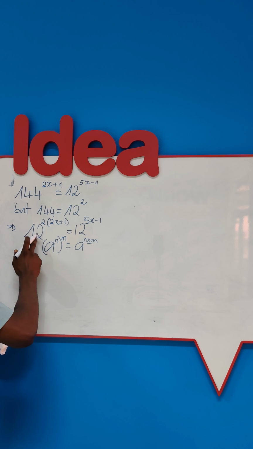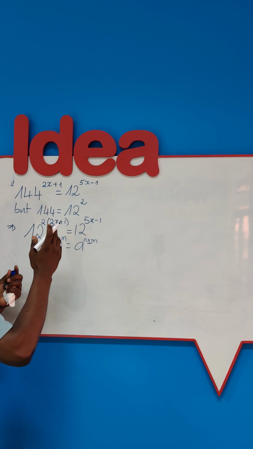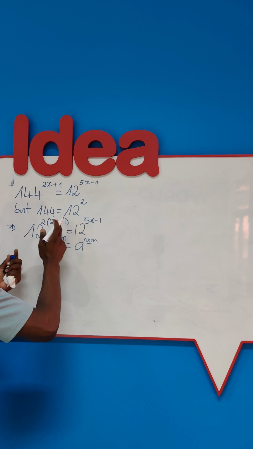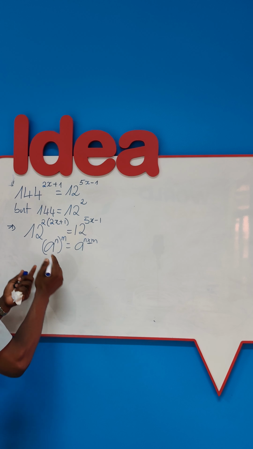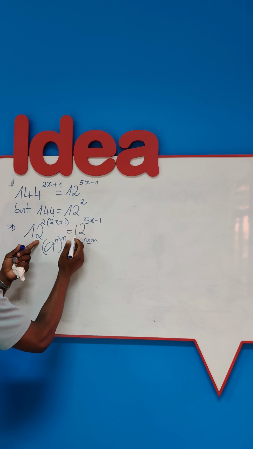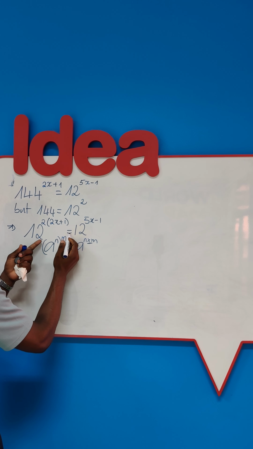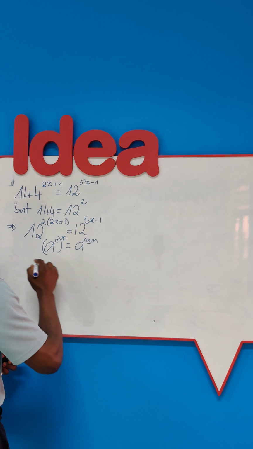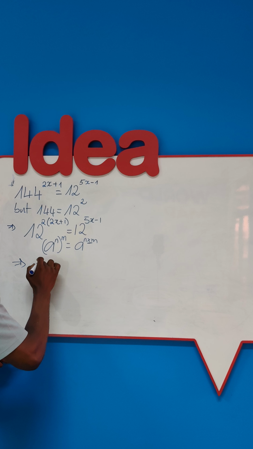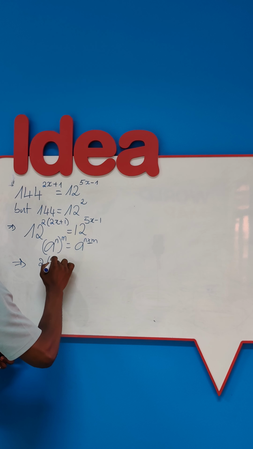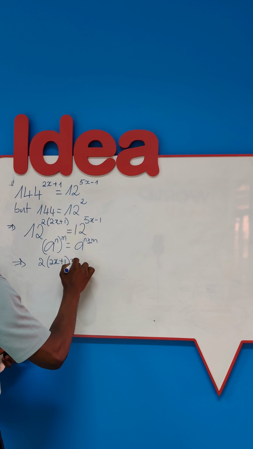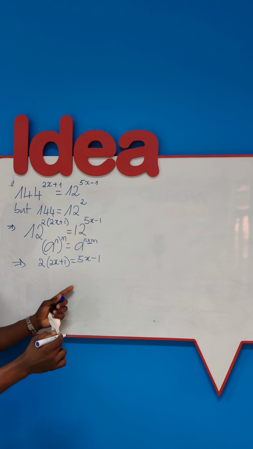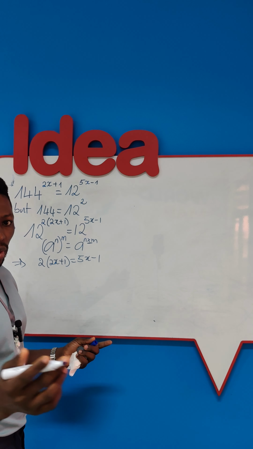Now that we have the bases all the same, we will use an equality sign to equate their indices, because if this is the same as this, for this equality sign to hold, then their indices should also be the same. So we will say this implies that 2 into (2x plus 1) must equal 5x minus 1. At this point we have a linear equation which most of you recognize.